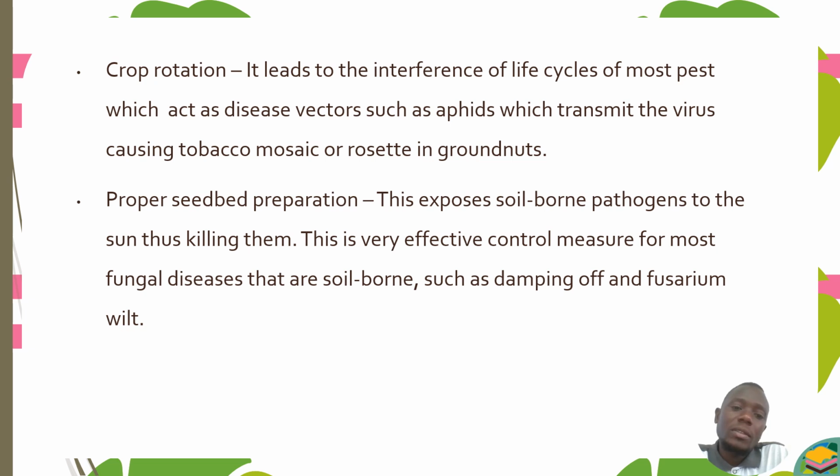We also have crop rotation. Crop rotation is also one way of cultural control. It interferes with the life cycle of the pests which act as disease vectors, such as aphids, which transmit the virus causing tobacco mosaic or rosette in groundnuts. Crop rotation breaks the life cycle because some pests transmit disease-causing organisms that are crop specific. So if you plant maize this year, you plant groundnuts next year, it means you are breaking the life cycle because those disease-causing organisms will have nowhere to feed. Therefore, crop rotation is very important.